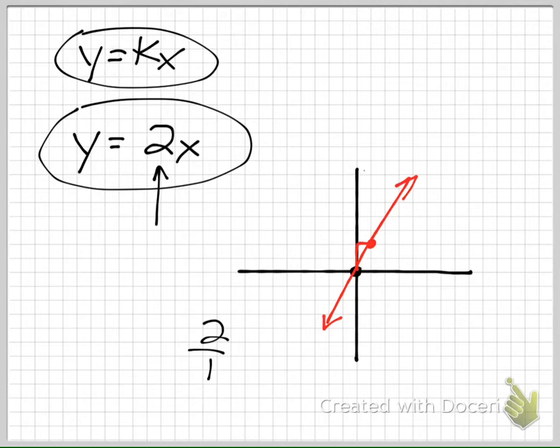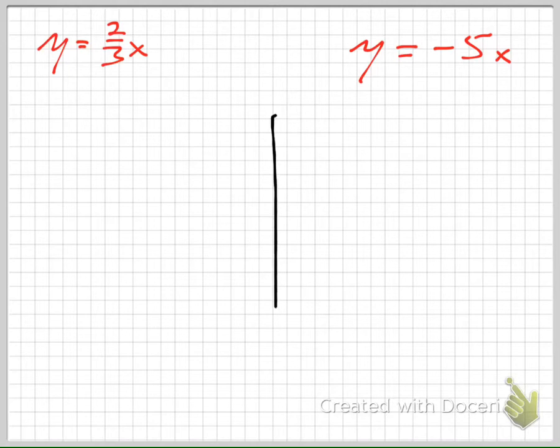Okay? Now that we've done that, let's see if you guys can do a couple of these. Let's try one right now. Do y equals 2/3 x and do y equals negative 5x. I want you to graph both of those for me. Okay, so here, watch. You're just watching here. All right, we're going to draw our little coordinate plane here.